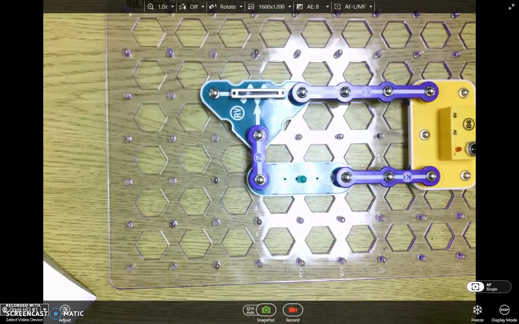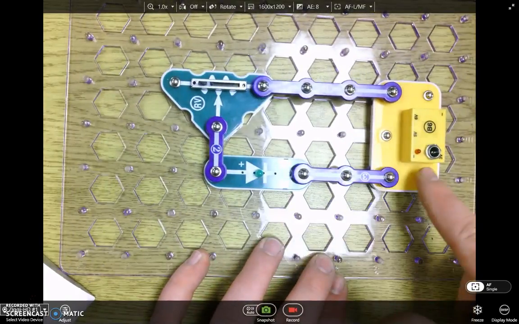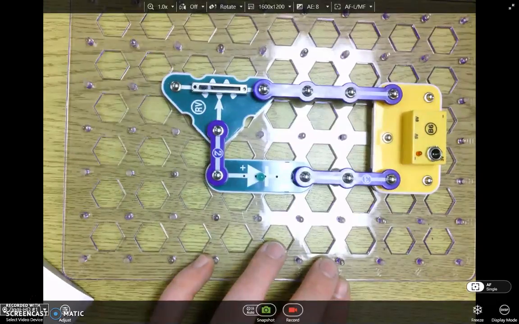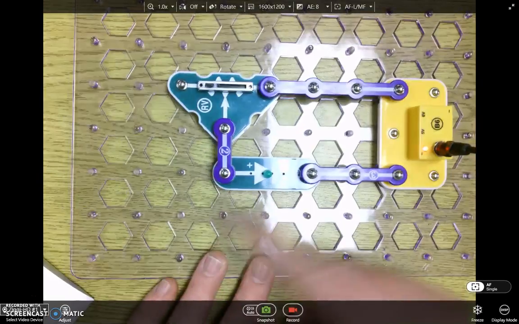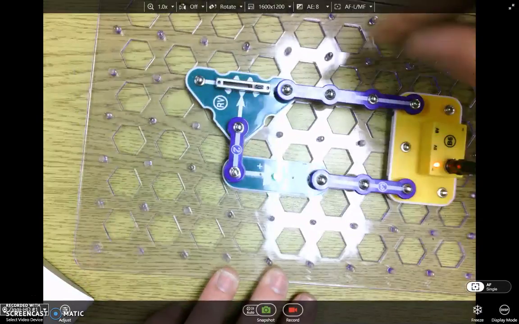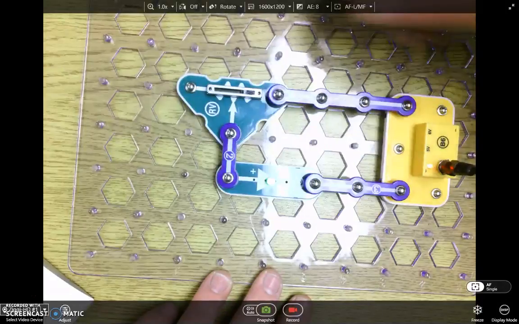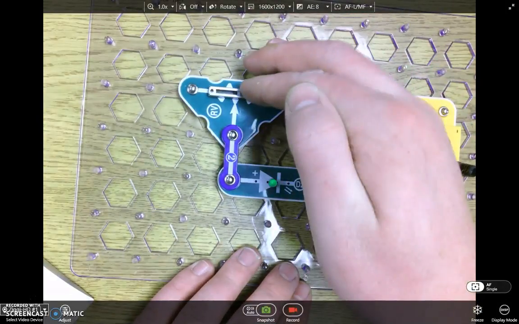Now remember, your LED always needs to have that arrow on it pointing towards the negative. If not, it will not work. Let's see if this thing works. Okay, so we've got it plugged in. Let's try moving this dial. As I slid it, I'll try to cover it up because the light's bright, it got more and more bright.